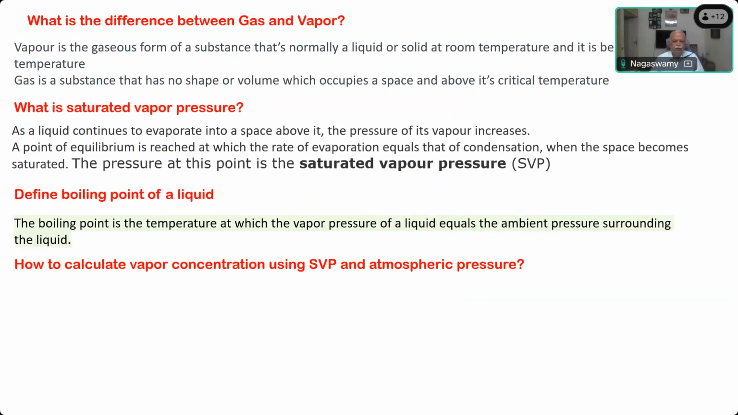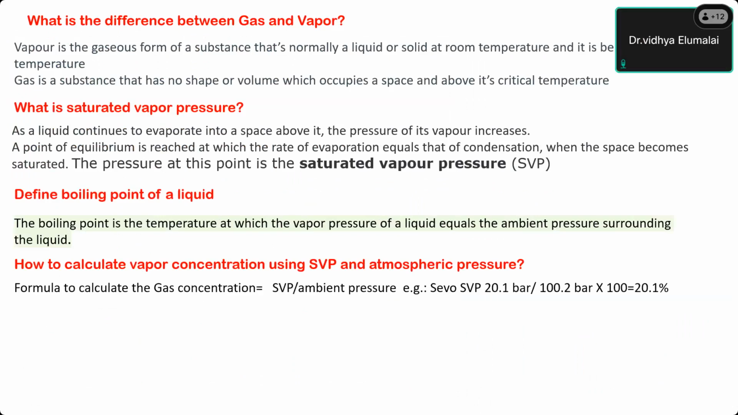Are you sure? Or making a guess? Sir, it is 158. 150 plus millimeters mercury. We have to talk in terms of bar. Okay? So it is about 20.1 bar, and the atmospheric pressure is roughly 100.2 bars. So the saturated vapor pressure divided by the ambient pressure, multiplied by 100 to make it a percentage, will give you the percent.